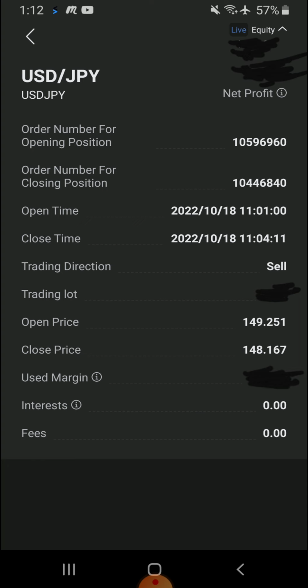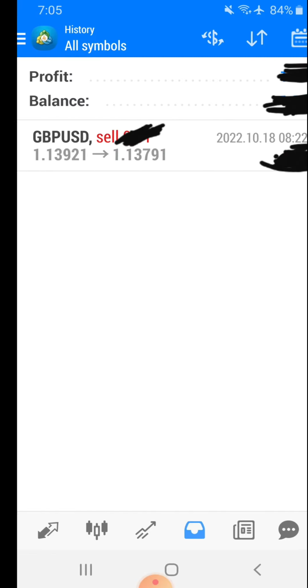Okay, so basically, there was a huge dump. It was a flash crash on USD JPY. I happened to get it. It came up in the signal for me, a sell. I took the sell. The trade only lasted 3 minutes and 11 seconds, and it was over 100 pips. It was a sell. Open price 149.251. Close was 148.167. So I think it dumped more than that. We'll have a look in a sec.